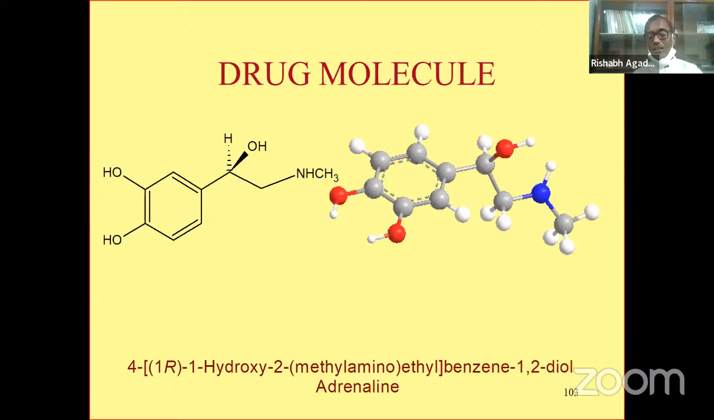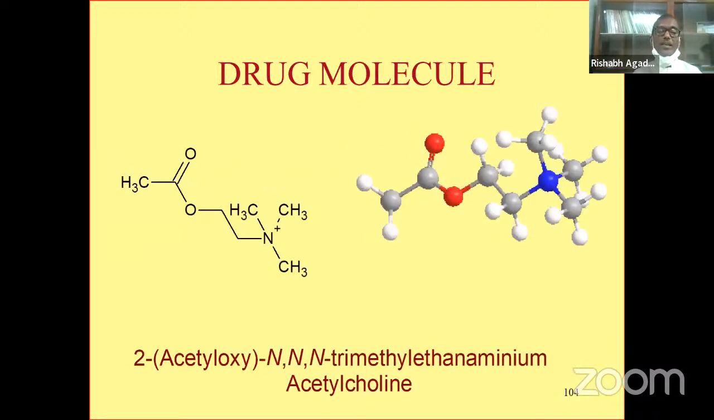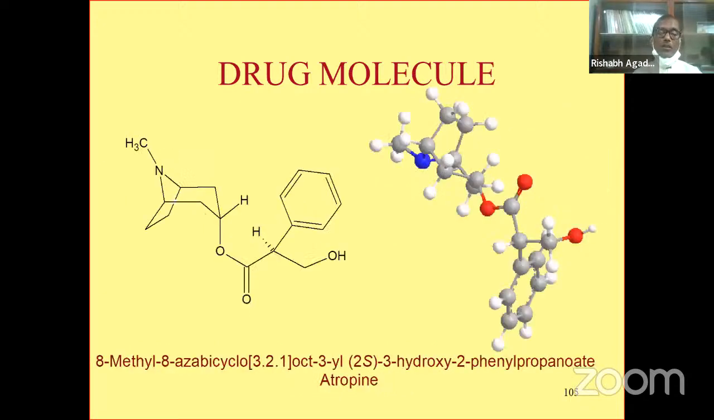Then adrenaline, a neurotransmitter, having absolute configuration in the side chain: 4-[(1R)-1-hydroxy-2-(methylamino)ethyl]benzene-1,2-diol. Again a flat structure having two hydroxy groups and the methylamino side chain, which actually has the adrenergic action. Another molecule, an aliphatic molecule, acetylcholine, again a neurotransmitter, is 2-acetyloxy-N,N,N-trimethylethanaminium. We know acetylcholine regulates the cholinergic activity within our body. Atropine has anticholinergic activity. Again a flat benzene ring is there, the side chain is there, that is azabicyclo, and here it is a 3-hydroxy-2-phenylpropionate derivative. That is atropine, used for anticholinergic activity.